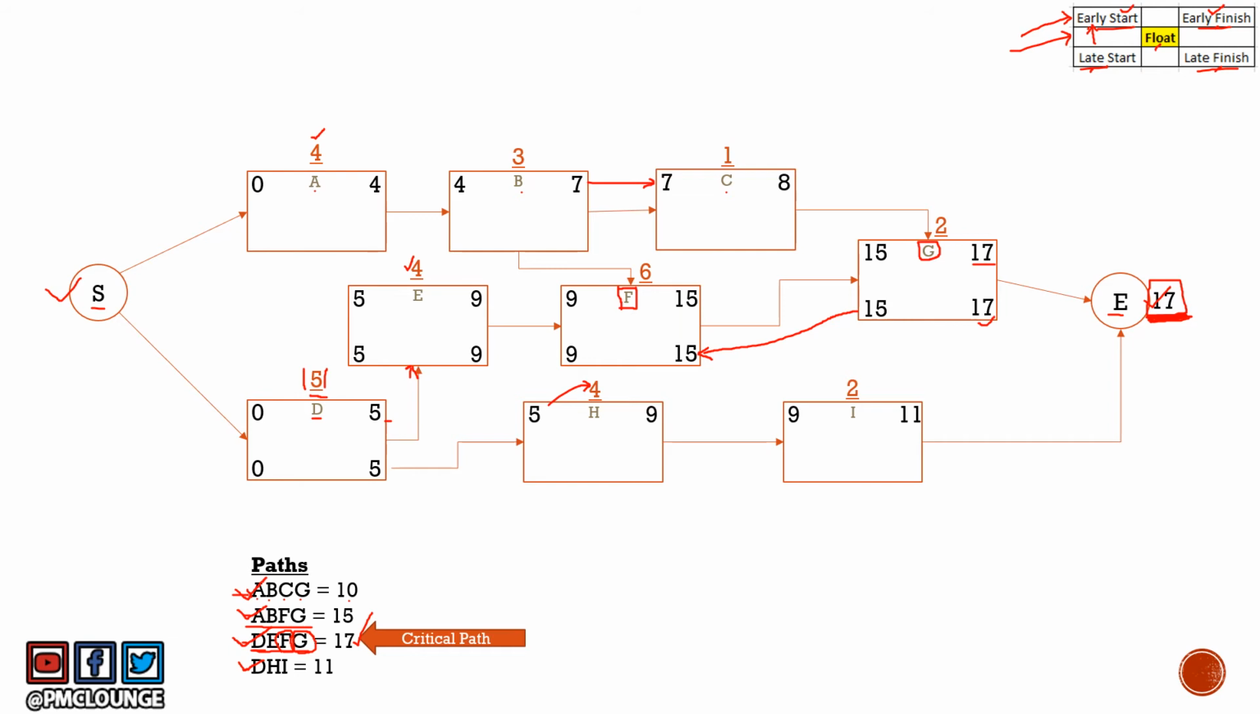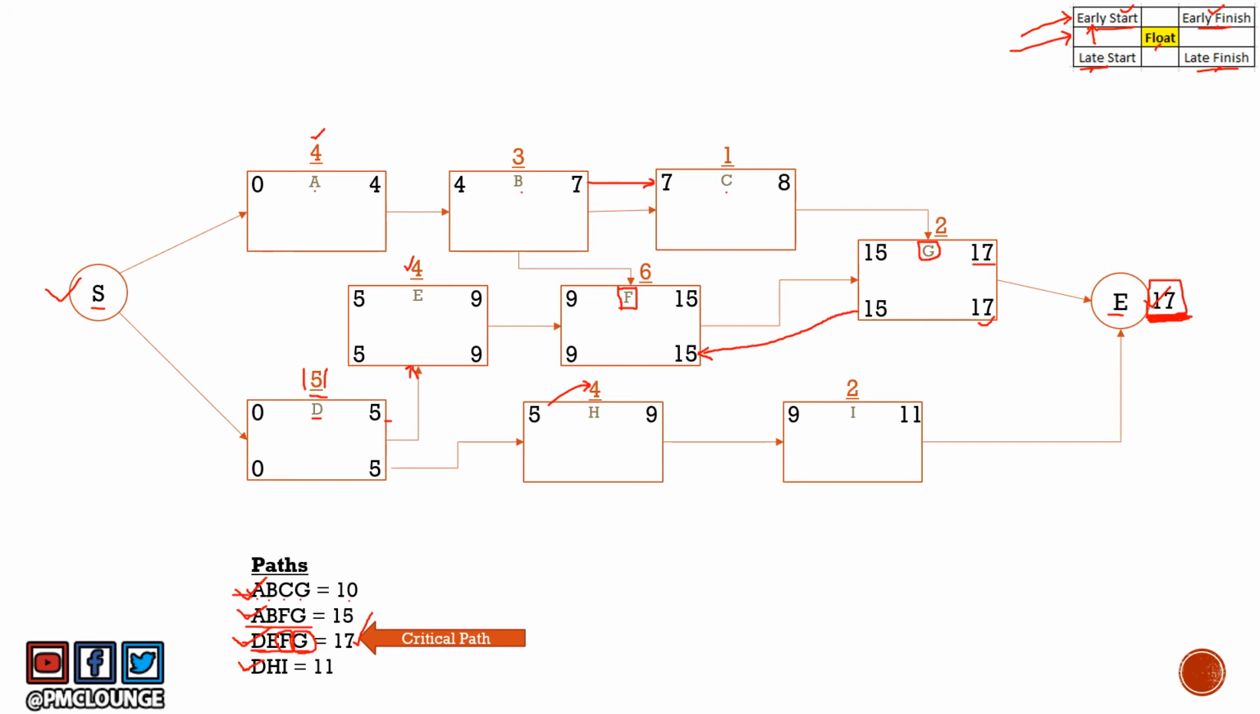Now, all these values for critical path activities are the same, right? Early start and late start is the same. Early finish and late finish is the same. Why so? Because these are critical path activities. Remember, critical path activities cannot be delayed. So that is the reason why these DEFG activities have the same early start and late start. You cannot delay these activities.